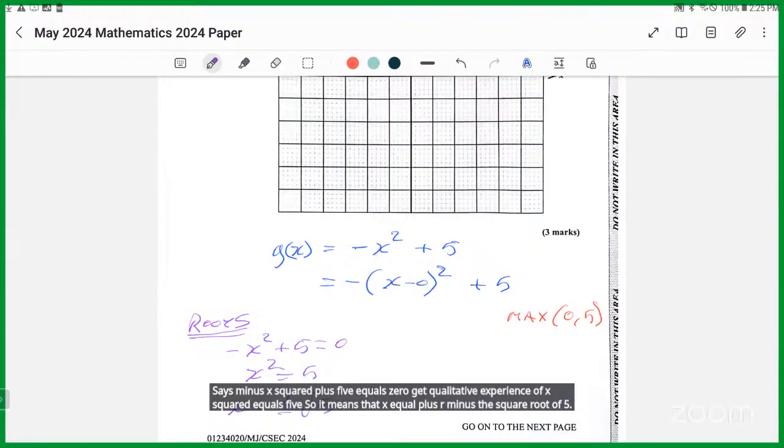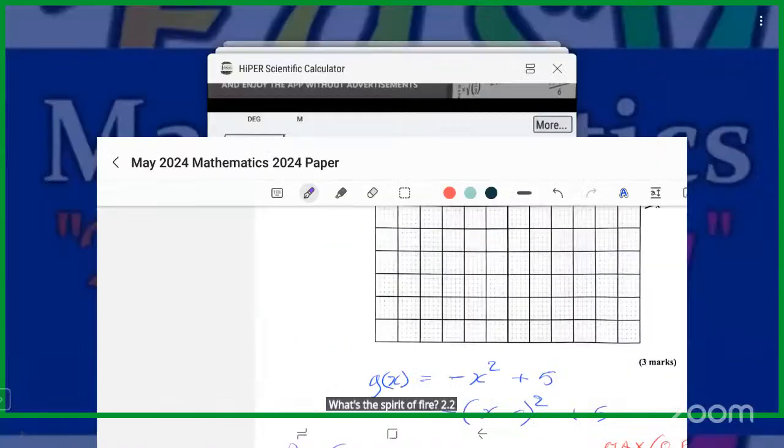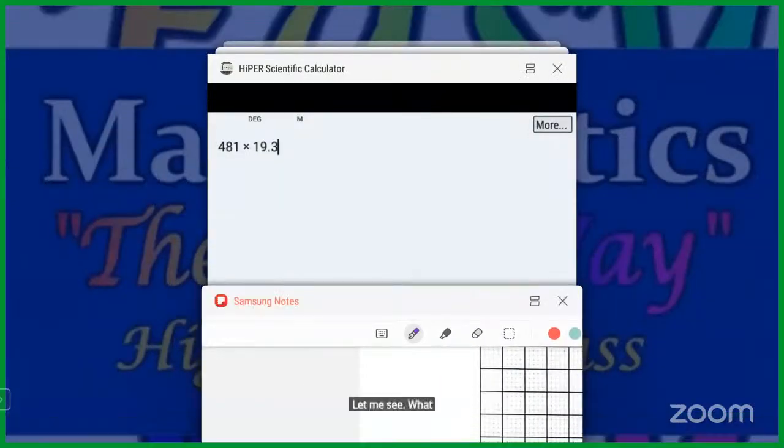What's the square root of 5? Square root of 5 is about 2.2 or something like that. Let me see, what's the square root of 5 again? 2.1.